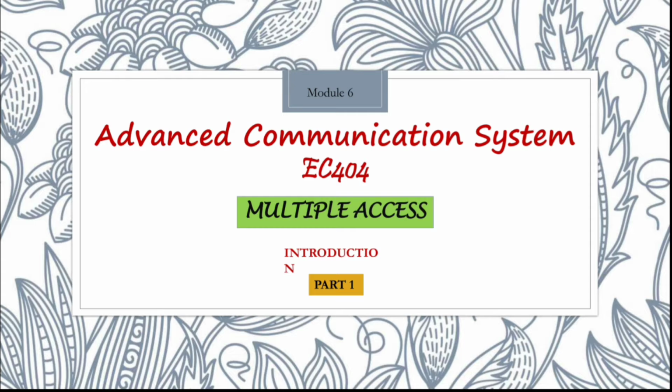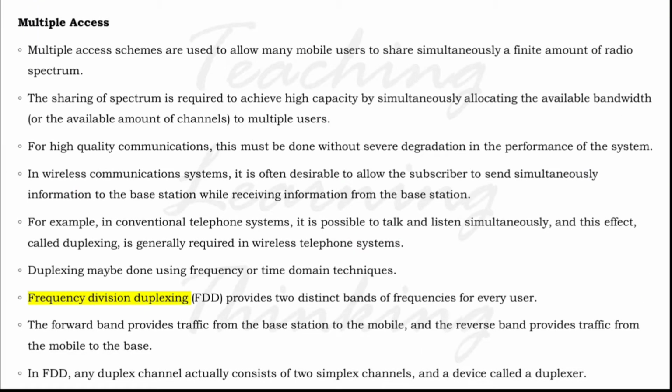So we can go to the section. First of all, multiple access. Multiple access schemes are used to allow many mobile users to share a finite amount of radio spectrum simultaneously. The sharing of spectrum is required to achieve high capacity by simultaneously allocating the available bandwidth or channels to multiple users. So multiple access means many people can access a band simultaneously.